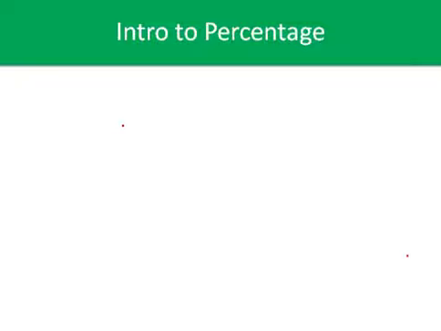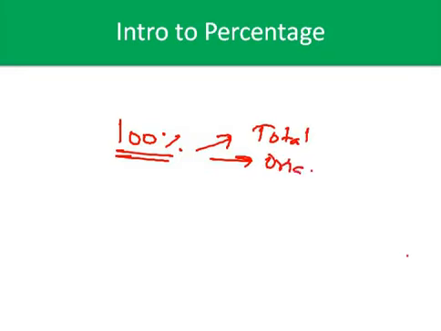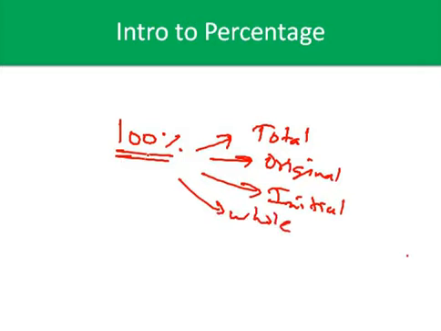And finally, one important trick. In all the percentage based questions, we'll be assuming 100% as the total value or the original value, or even called as initial value, or the whole value. So this trick is going to be very useful in a lot of questions.